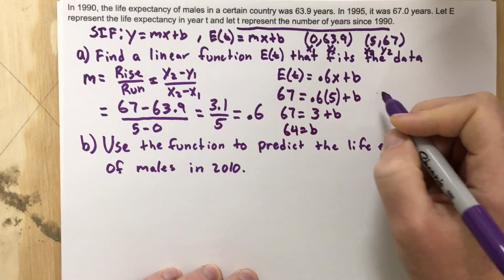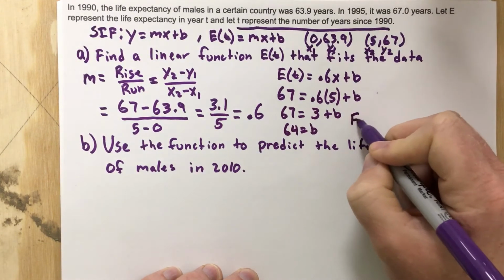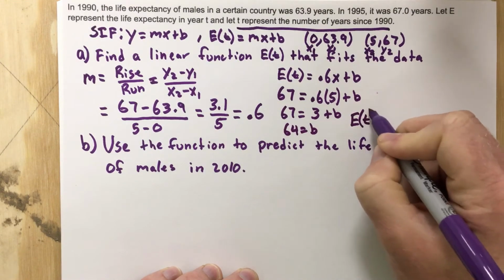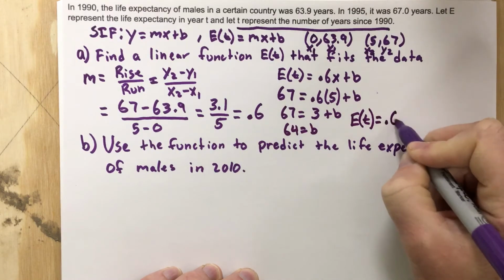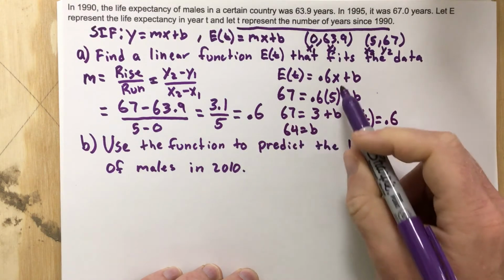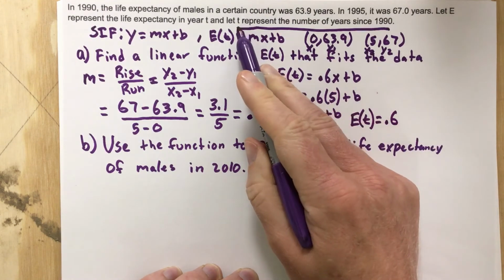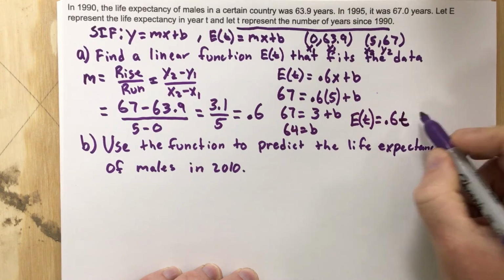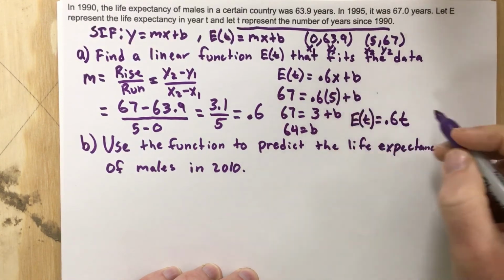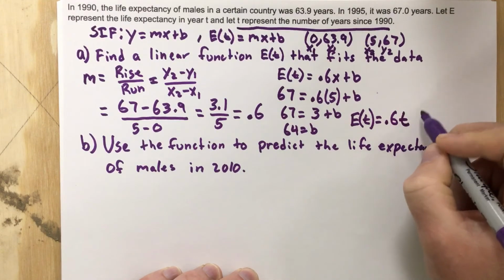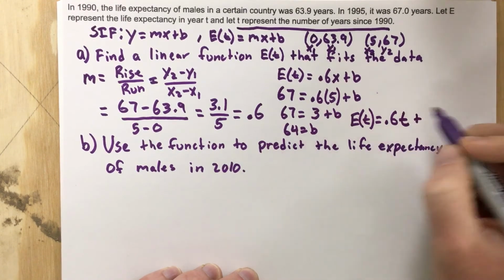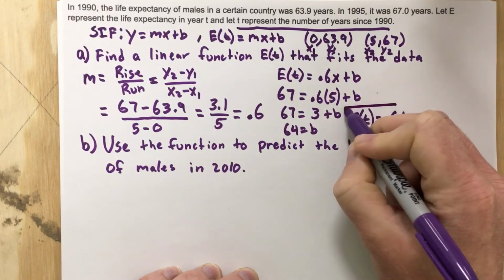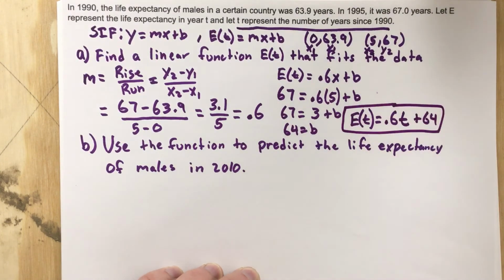So my equation for the life expectancy is E of t equals 0.6, well, in our case, I was using x. They technically want us to use t here, so I'm going to switch the variable. I should have used t right there, that was my bad. 0.6t plus the b, which is 64. So that is the equation that models this function.